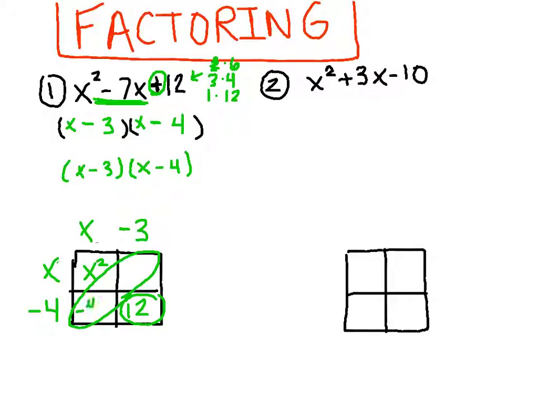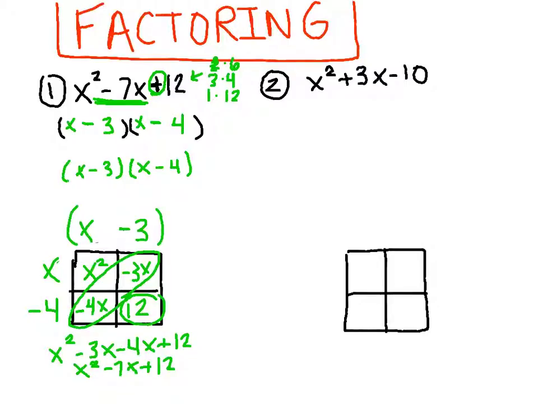So let's check it, negative 4x and negative 3x. And if we add those inner terms, we have x squared minus 3x minus 4x plus 12, and that'll simplify to x squared minus 7x plus 12. So we see that the factors are x minus 3 and then x minus 4, which is the same thing we got in the first method. So you can do either or when we factor.